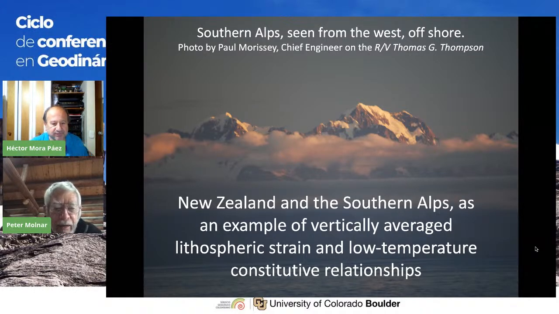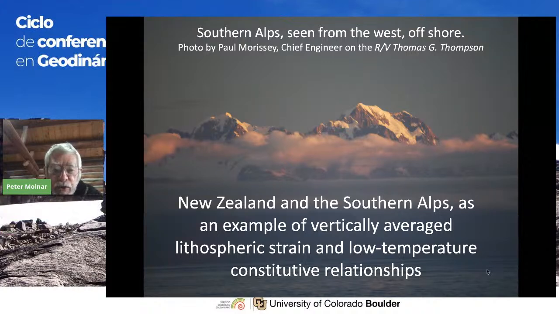So yes, today I will be talking about New Zealand, the Southern Alps, as a very good example of how we can study vertically averaged lithospheric strain and low temperature conditions and low temperature constitutive relations.